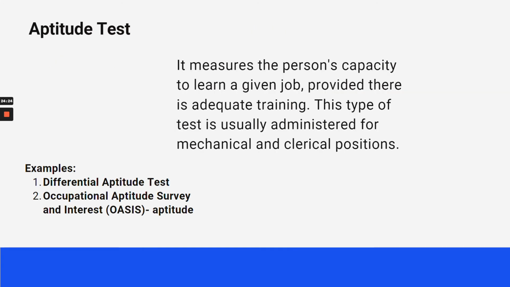The next test is the aptitude test. Aptitude test, it measures the person's capacity to learn a given job. No, katuman tong imong skill to learn, provided there is adequate training. This type of test is usually administered for mechanical and clerical positions. So, example ani differential aptitude test. And second is occupational aptitude survey and interest or OASIS aptitude test.